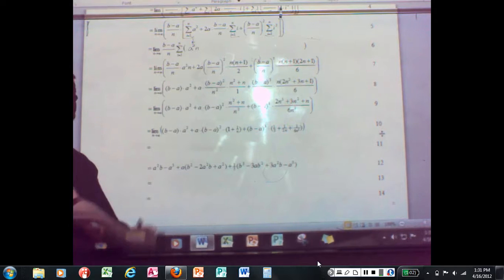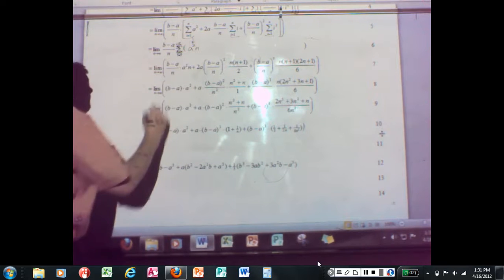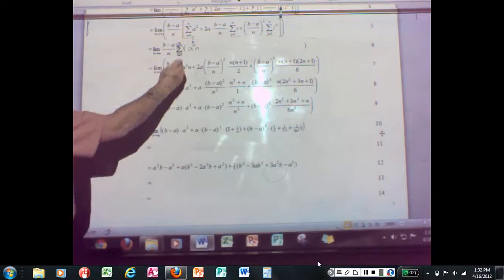Oh, I see an error. This part shouldn't be there. Scratch that one. Yeah, because I'm actually going to evaluate these summations now. So scratch on line 6, scratch out that summation symbol. Shouldn't be there. Okay?